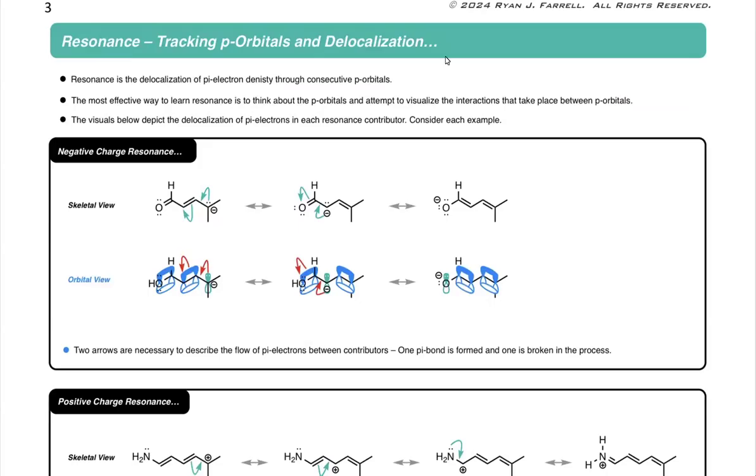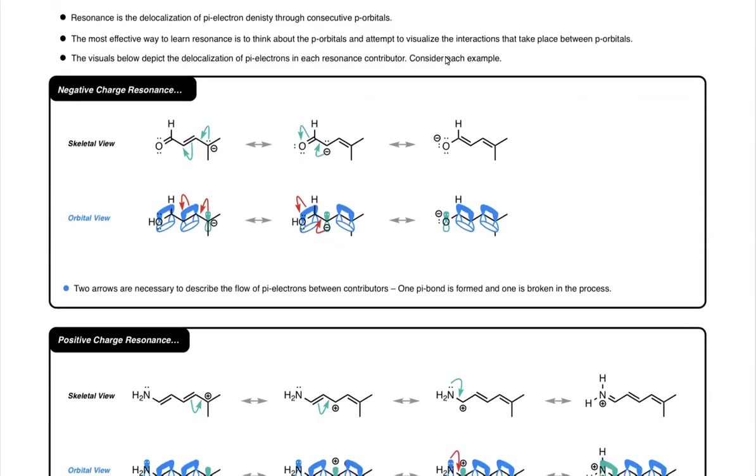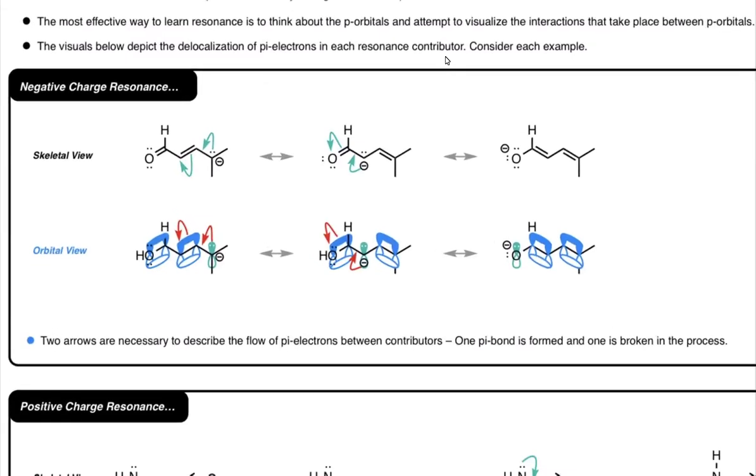All right, everyone, in this video, we're going to track the orbital view of resonance and correlate that to the skeletal view. This will help to validate why we push arrows in the way that we do. So when we have a negative charge or a lone pair atom adjacent to a pi system, we push our arrow from that lone pair to the middle of the bond, forming a pi bond, and then we break the pi bond that was adjacent.